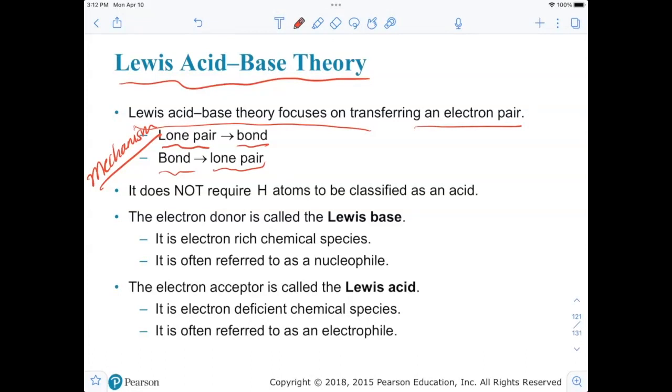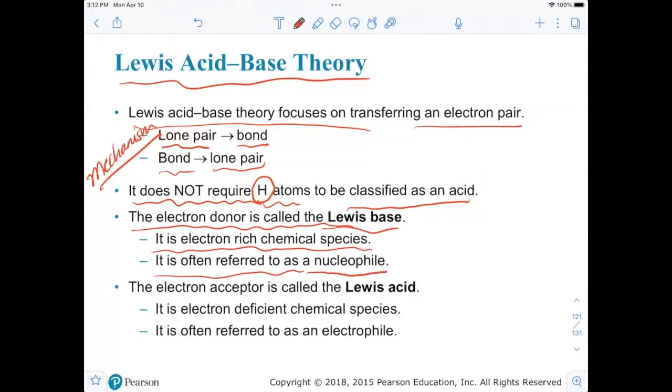As we're defining the acid and base, we're seeing that the acid does not require hydrogen atoms. So to classify an acid as an acid, it does not have to have an H. So what is the Lewis base? Electron donor is called Lewis base. Electron pair donor, not just electron donor, right? It is an electron rich chemical species. It is often referred to as a nucleophile.